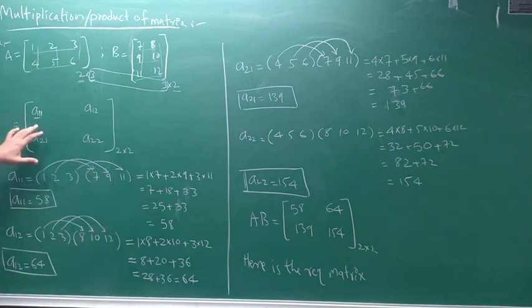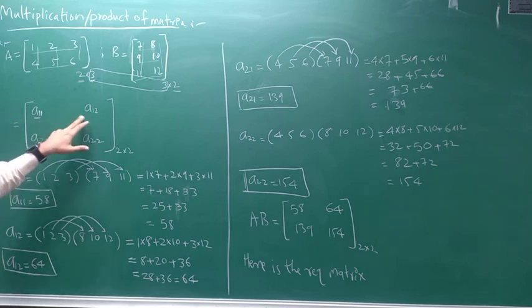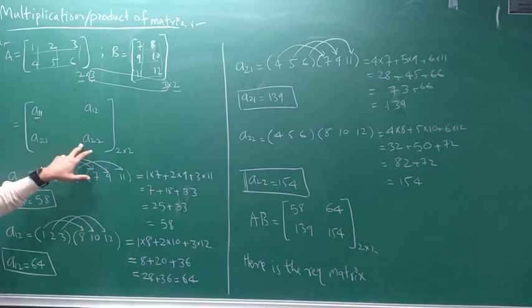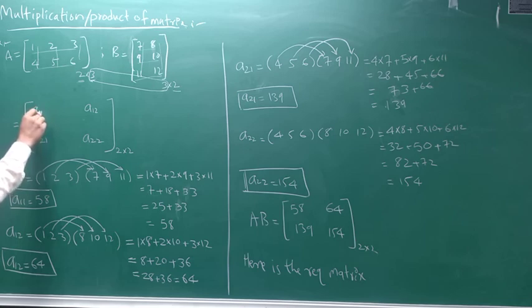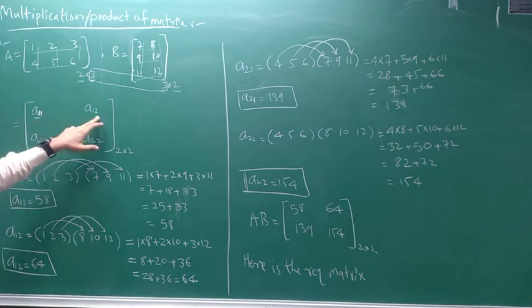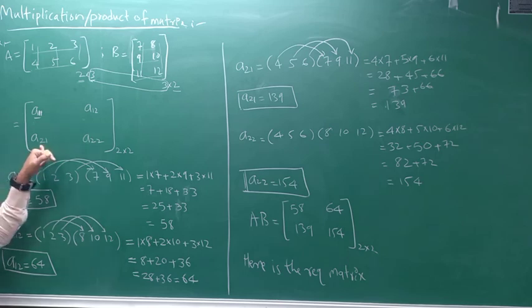Now in a 2 by 2 matrix there will be 4 elements. First element will be A11, second A12, then A21 and A22. And then A11 means the first one represents the number of rows and the second represents the number of columns. So the first element will represent the number of rows and the second element will represent the number of columns. So this is the way to multiply the matrix.